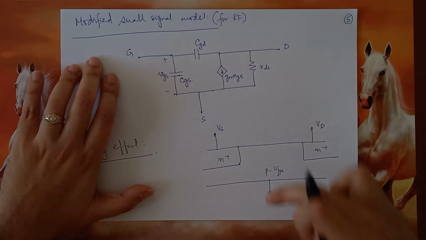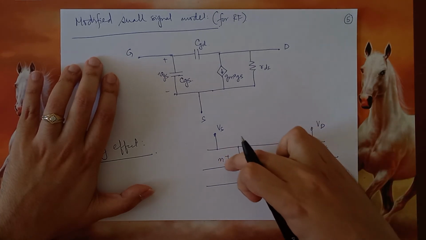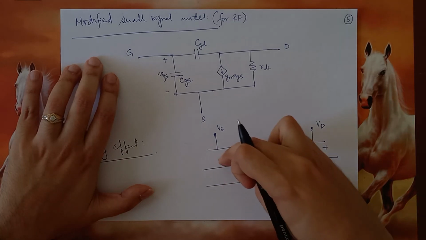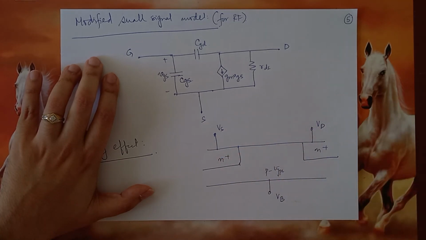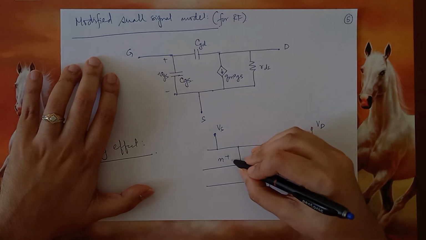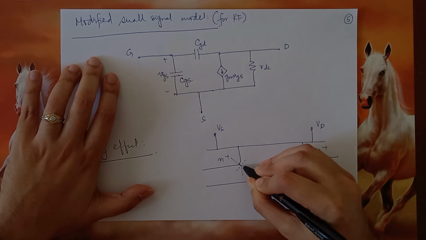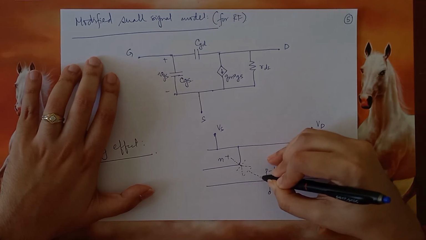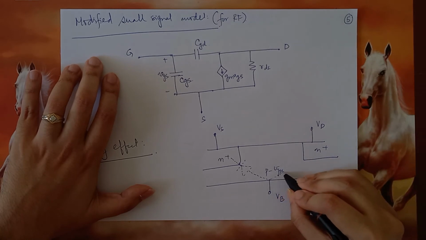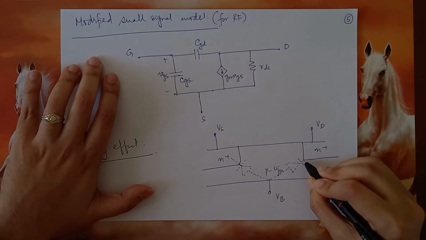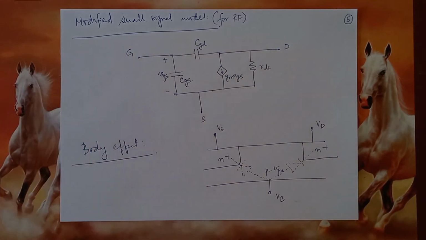There are two PN junctions, one over here, the other over here. They will start behaving like forward bias diodes. So essentially there will be two parasitic diodes which look like this. I'm showing in dotted, one over here and the other over here. Two parasitic diodes.